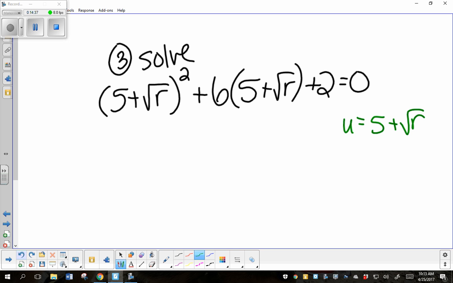Alright, so this is 5 plus root r is u. So this is u squared plus 6u plus 2 equals 0. I kind of like that when they use the letter u. I'm just using it because that's what the book used, but it's kind of nice. You can use a different letter, yeah.